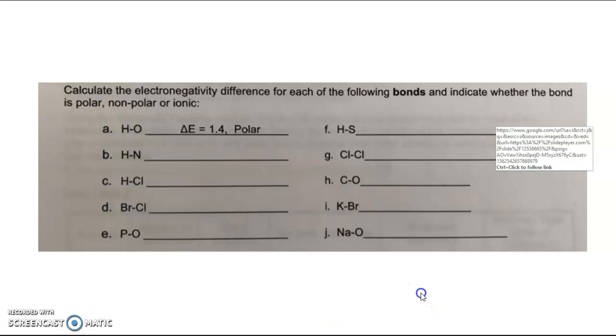Here you have an exercise that you can do alone. You can stop the video and then answer this using the table that we provided at the beginning of this video.